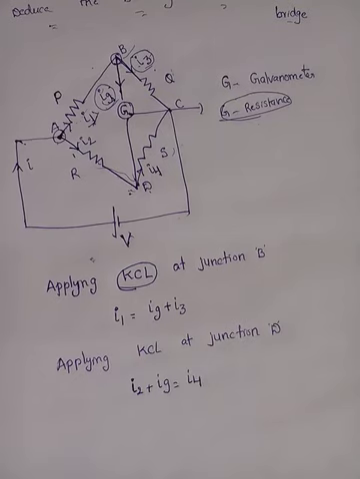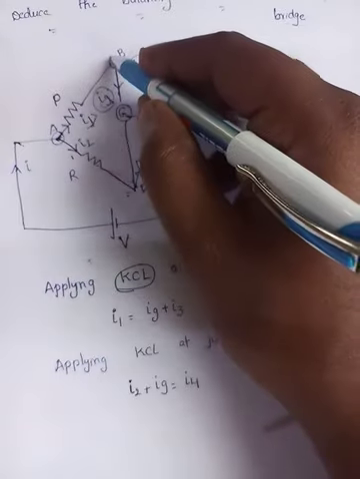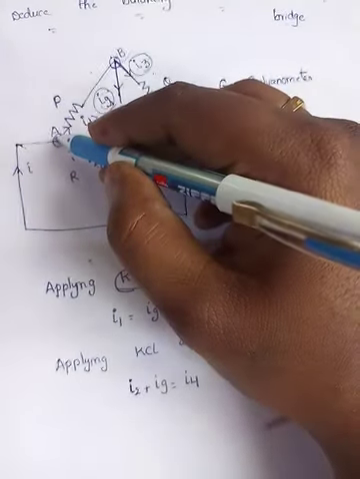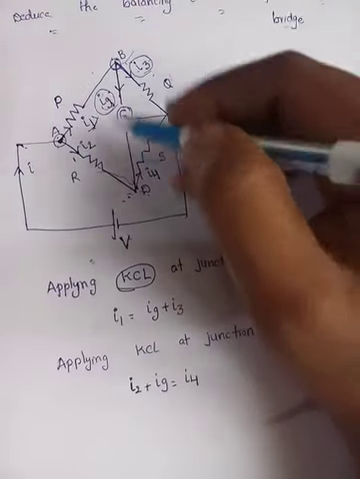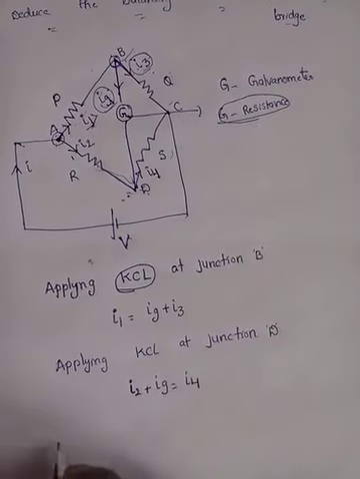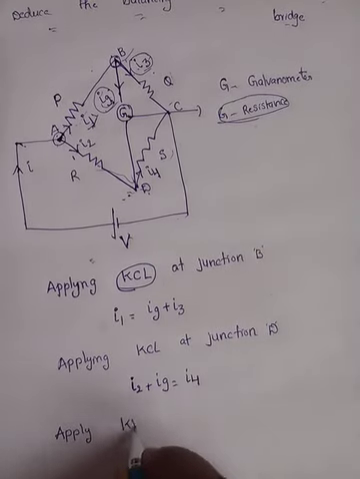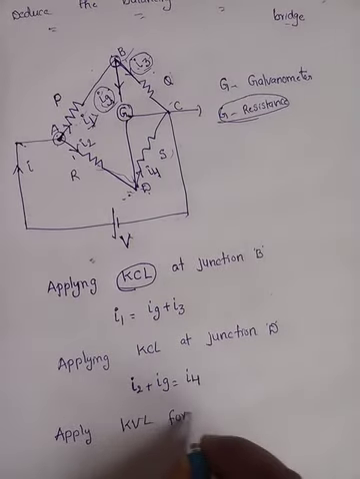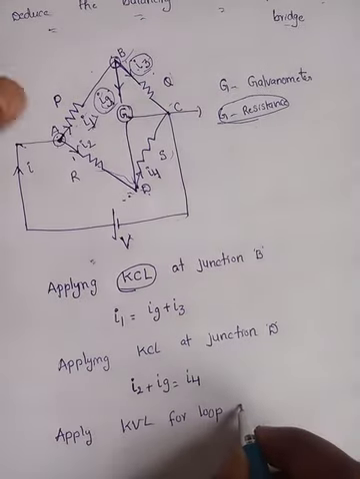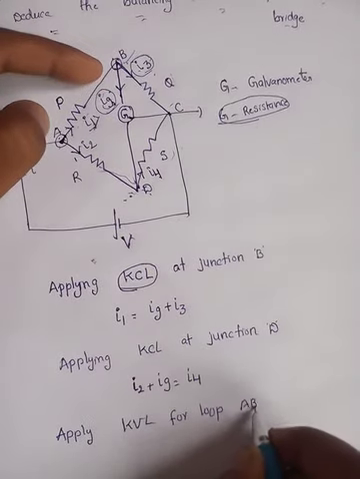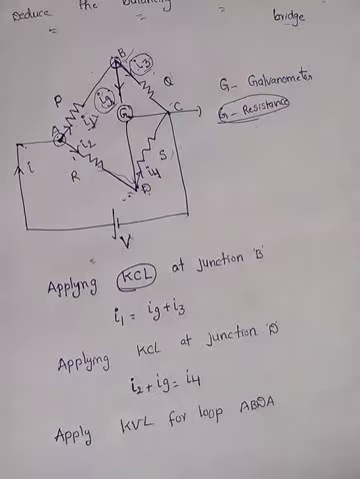Now we have to apply what? KVL. How many loops do we have? See, A, B, D, A is one loop. B, C, D, B is also one loop. So apply KVL for the first loop, A, B, D, A.